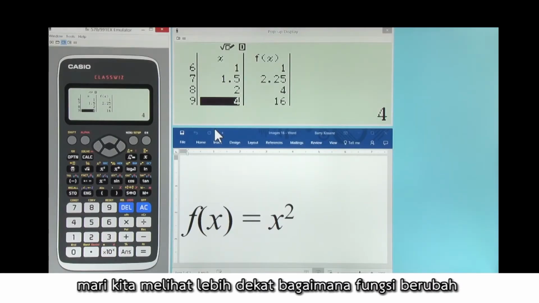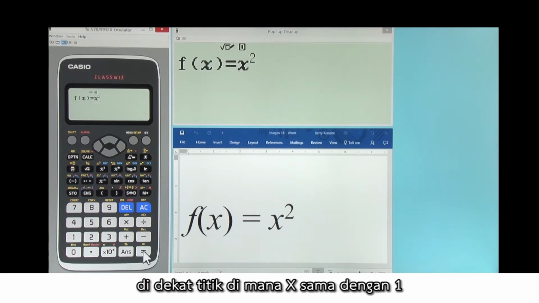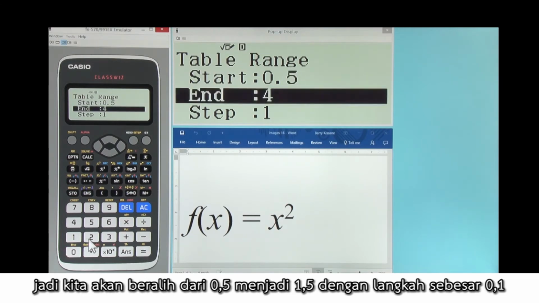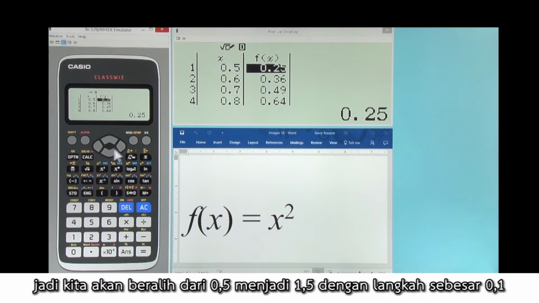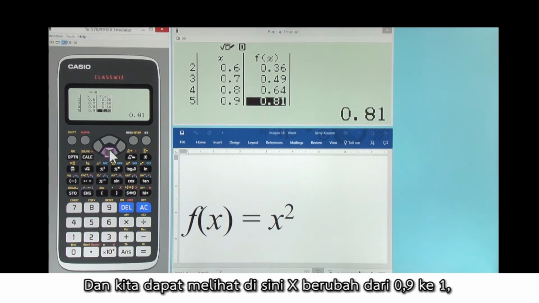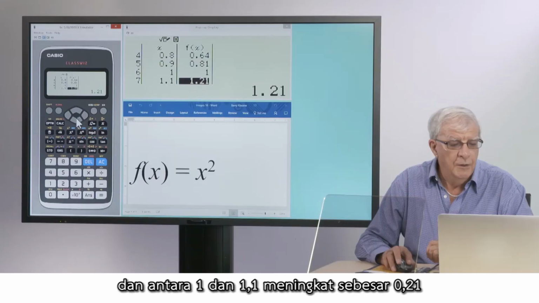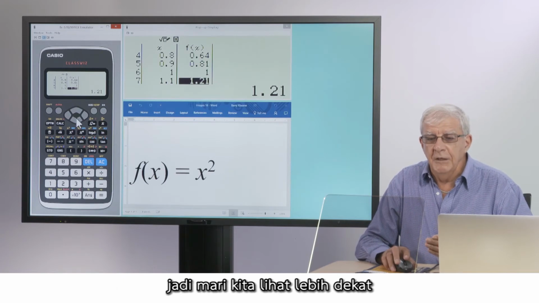Let's take a closer look at how the function changes near the point where x is equal to 1. So we'll go from 0.5 to 1.5 in steps of 0.1. And we can see here, as x goes from 0.9 to 1, the function increases by 0.19, and between 1 and 1.1, it increases by 0.21. So let's take an even closer look.